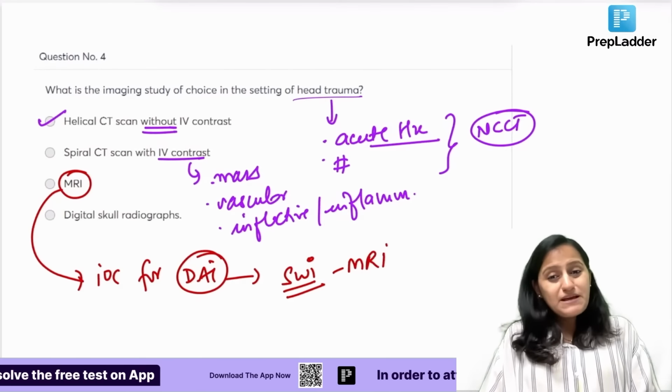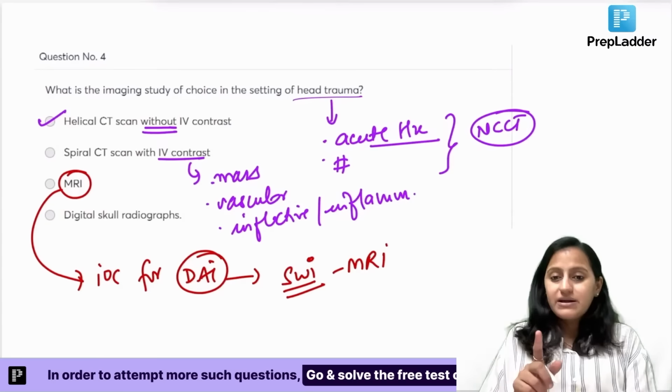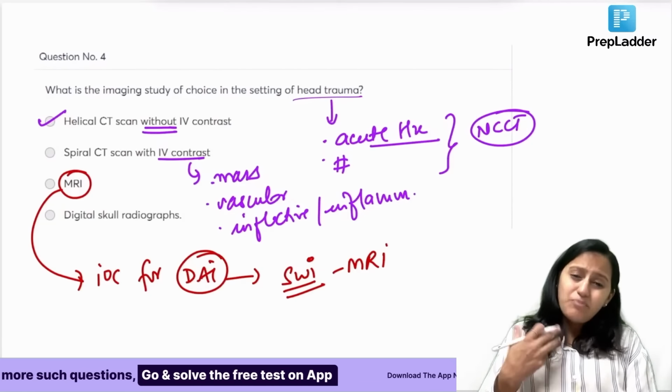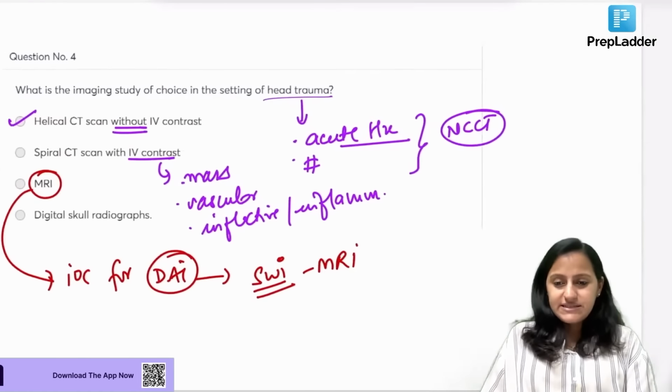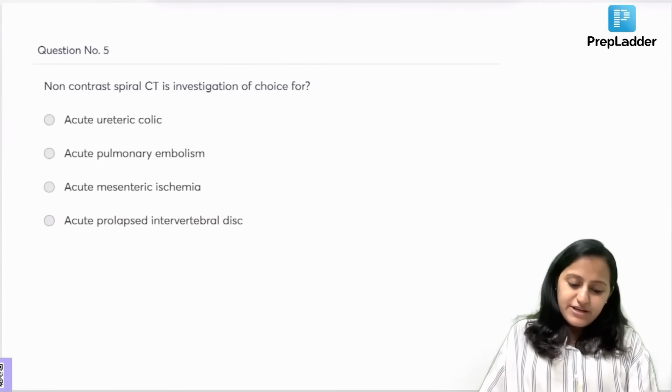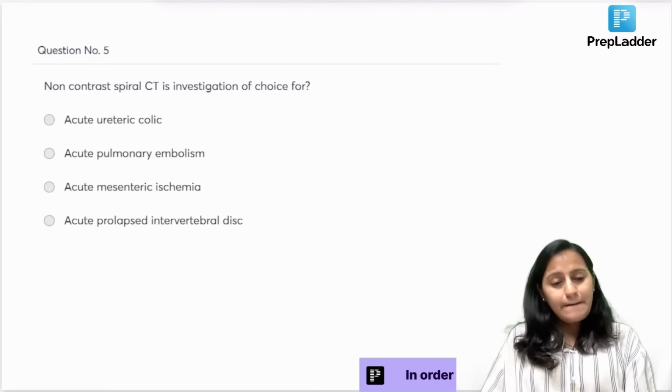Okay. In a patient of stroke, the first investigation again is a CT, not MRI, right? The most sensitive is DWI MRI, but first you always do a CT. Going to next one, non-contrast spiral CT is investigation of choice for.